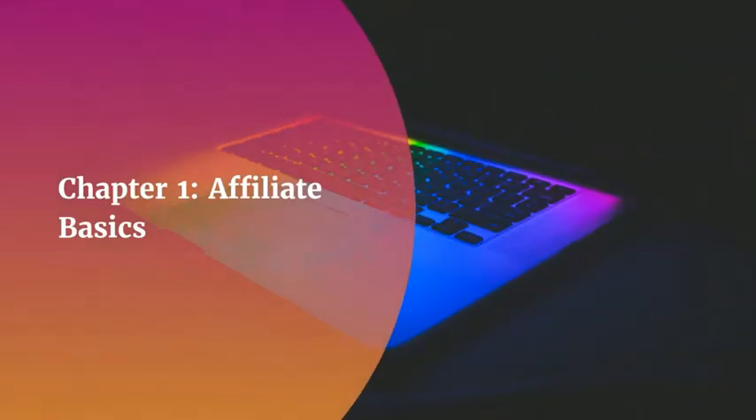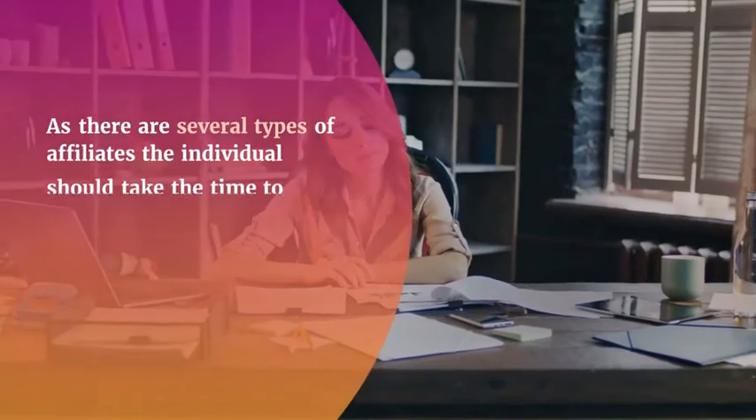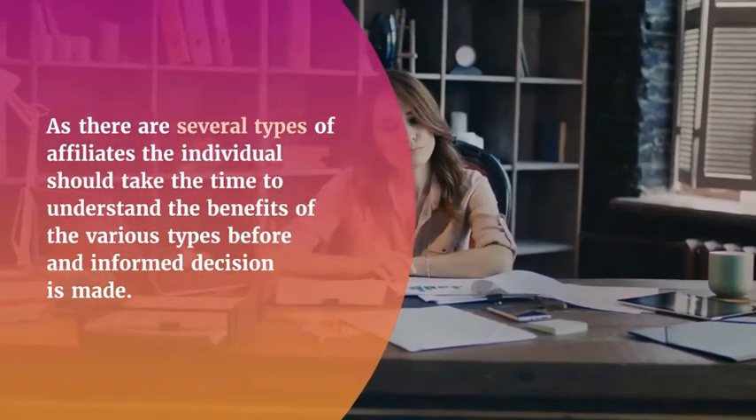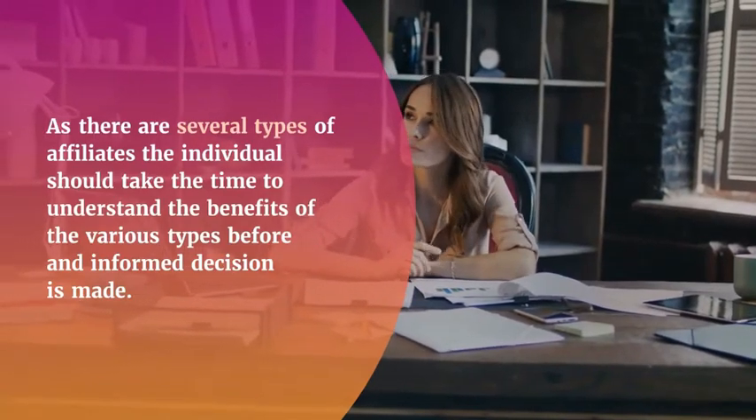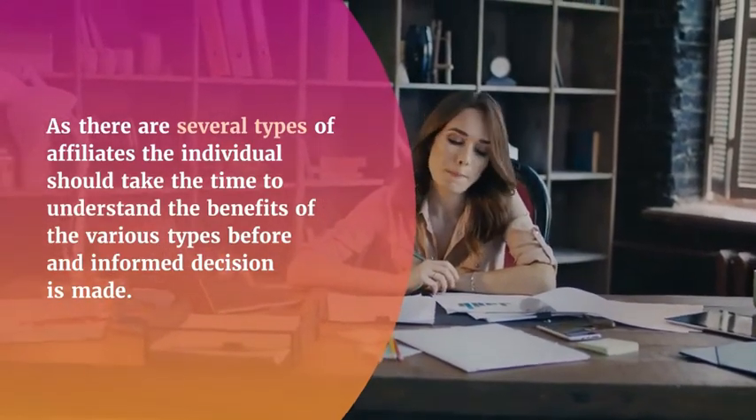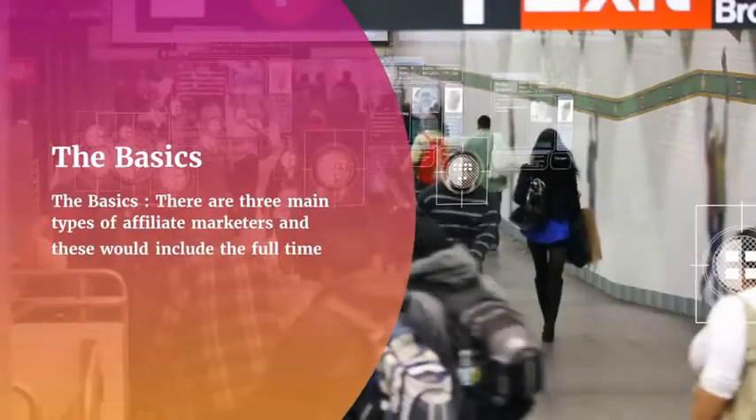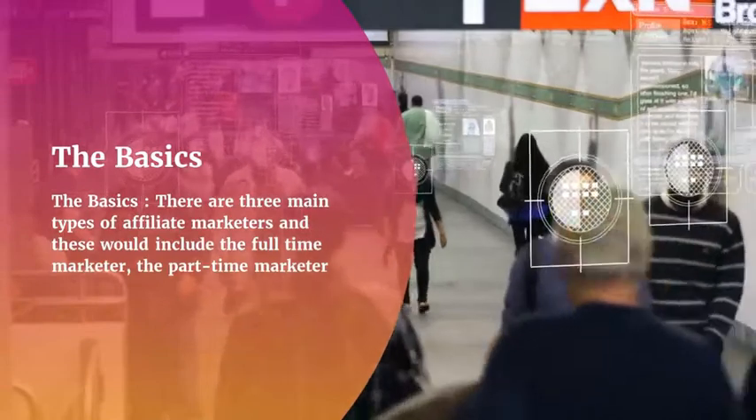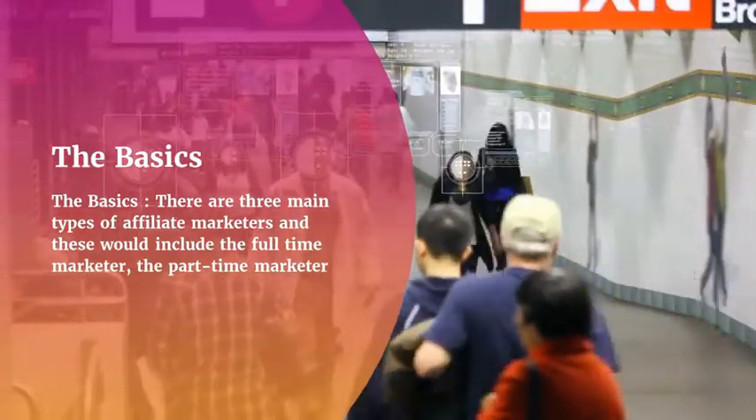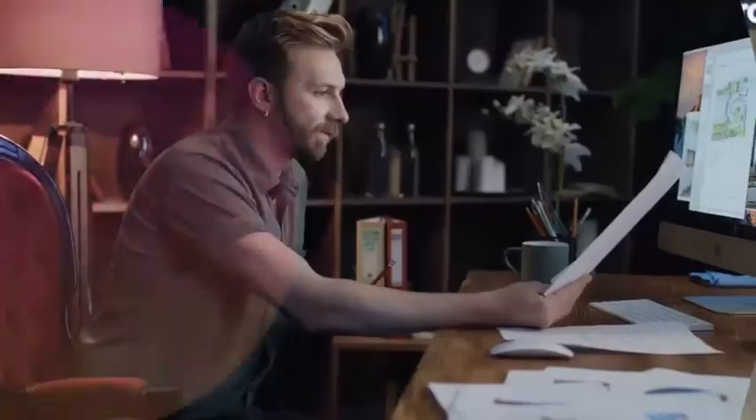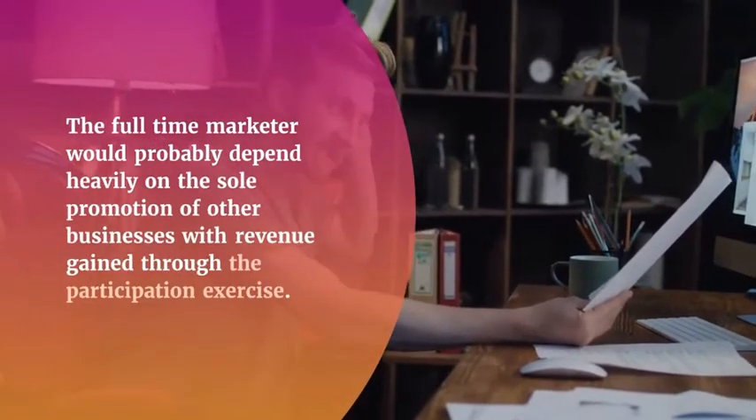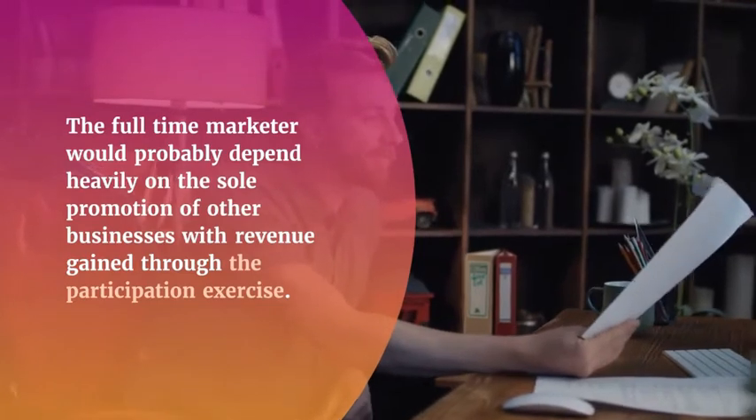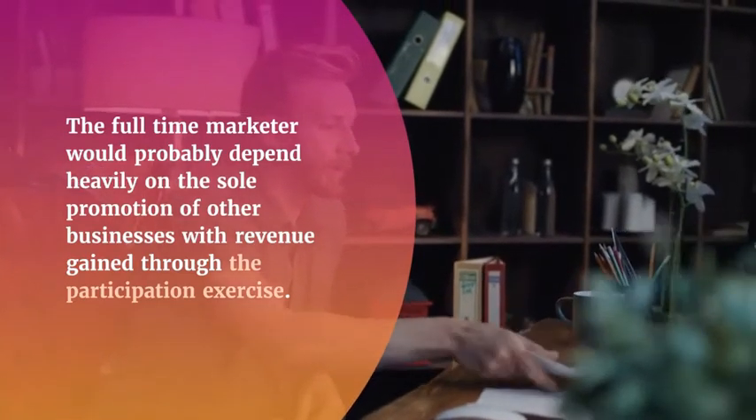Chapter 1: Affiliate Basics. As there are several types of affiliates, the individual should take the time to understand the benefits of the various types before an informed decision is made. The basics: there are three main types of affiliate marketers, and these would include the full-time marketer, the part-time marketer, and the sideline marketer. The full-time marketer would probably depend heavily on the sole promotion of other businesses with revenue gained through the participation exercise.